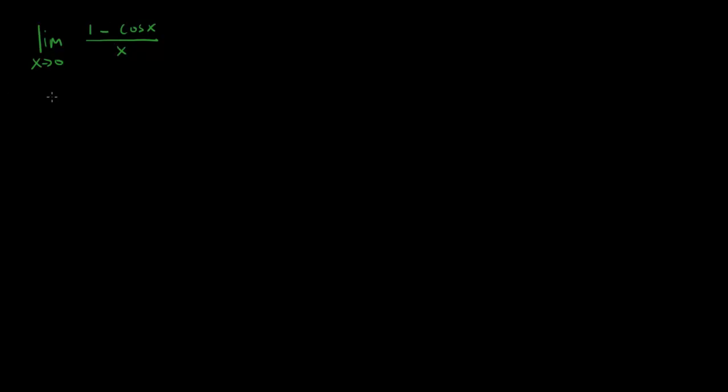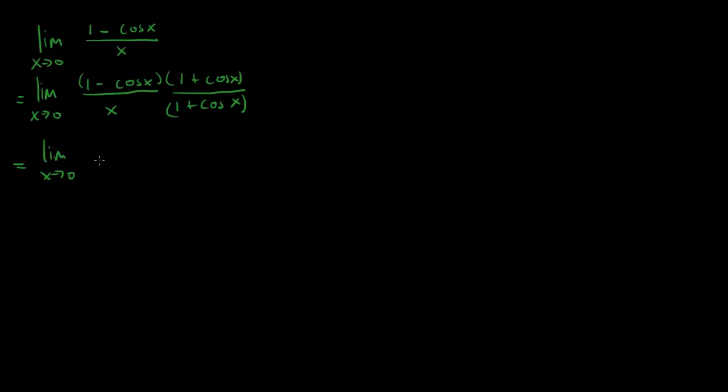Okay, so let's see here. Let's try to rationalize the numerator. So we're going to multiply by 1 plus cosine x over 1 plus cosine x. Let's see what happens here. Limit as x approaches 0. Let's skip a step here. We know that the two middle terms are going to cancel out, leaving us with 1 minus cosine squared x. Now remember, this notation means cosine x times cosine x. When you raise trig to powers, it looks kind of funny, but just remember that. On the bottom, we have x times 1 plus cosine x.